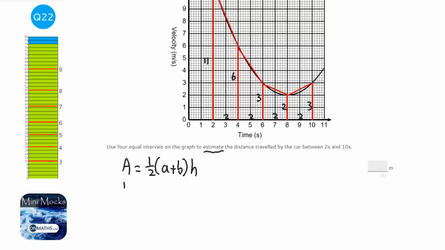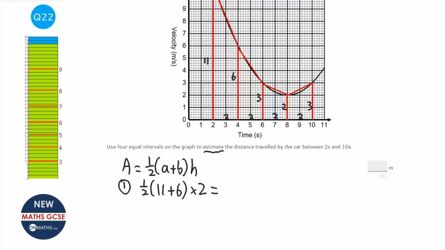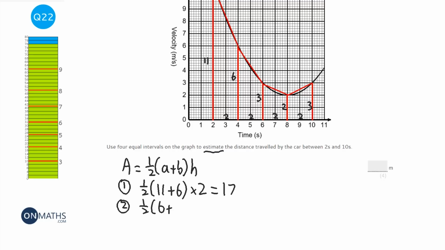So what I would do is just number the trapeziums that I'm doing. So I'm going to do number 1. Number 1 is going to be half of 11 plus 6, because a and b are the ones on the left and right of the trapezium, times 2. And I can use my calculator for this, so it's going to be 17 divided by 2 times 2. I don't know why I'm dividing by 2 and timesing by 2. It's just going to be 17, because the half and the 2 will cancel out. So the second one is going to be half, and this time it's 6 plus 3, times 2. Well, we know the half and the 2 will cancel out, so that's just going to be 9.